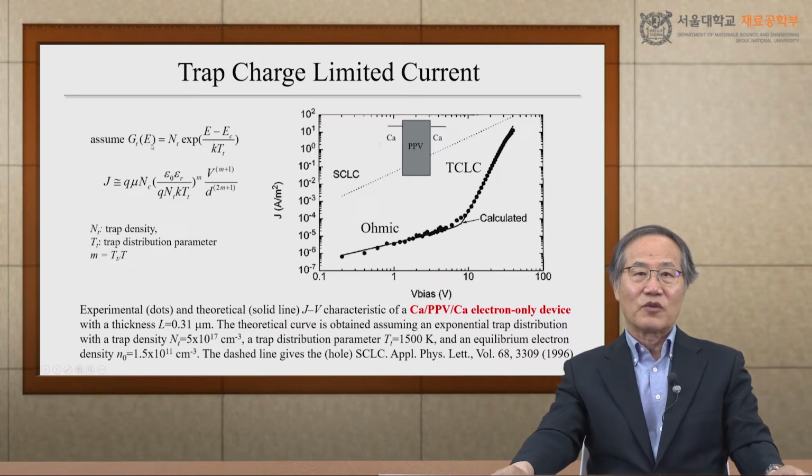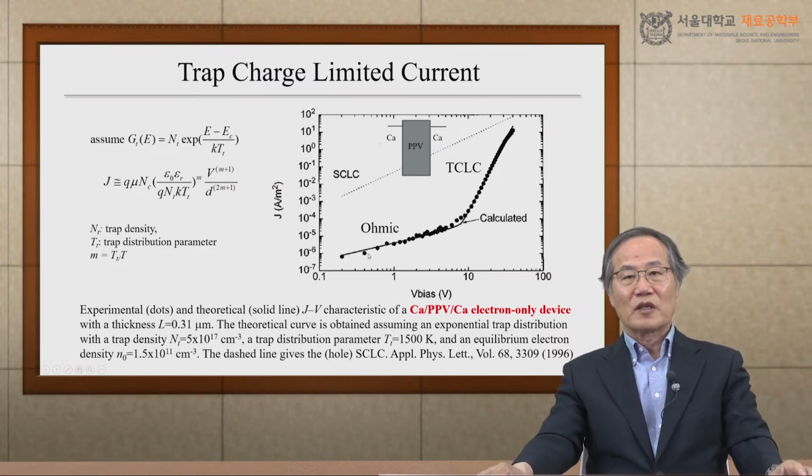Let's assume that the trap distribution is the exponential decay from the conduction band by this equation. Then it turns out that the current density is now proportional to V to the m plus 1, and d to the 2m plus 1 case here. So this strongly depends on the current density voltages. Here you can see the m is related to the trap density, trap depth. This is the kT, T over T related to trap depth, and this is the trap distribution function.